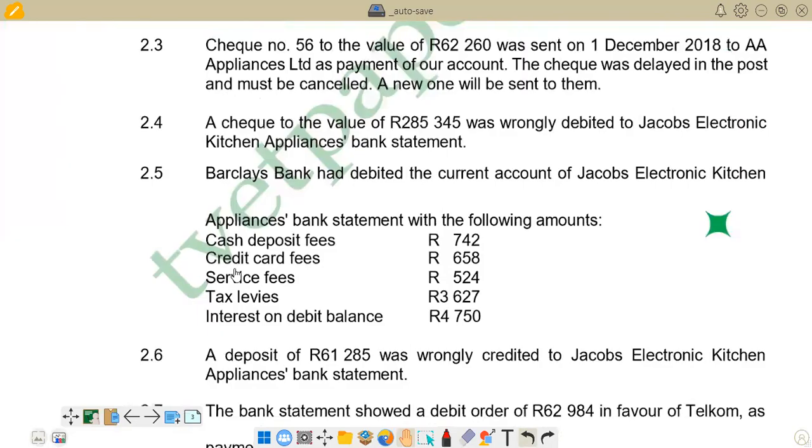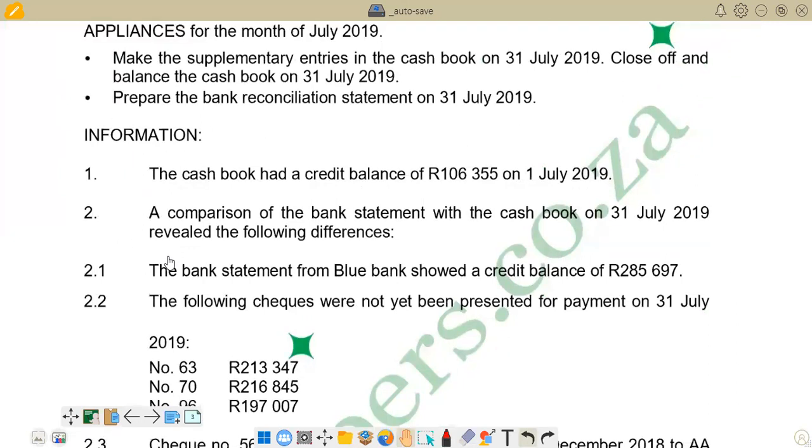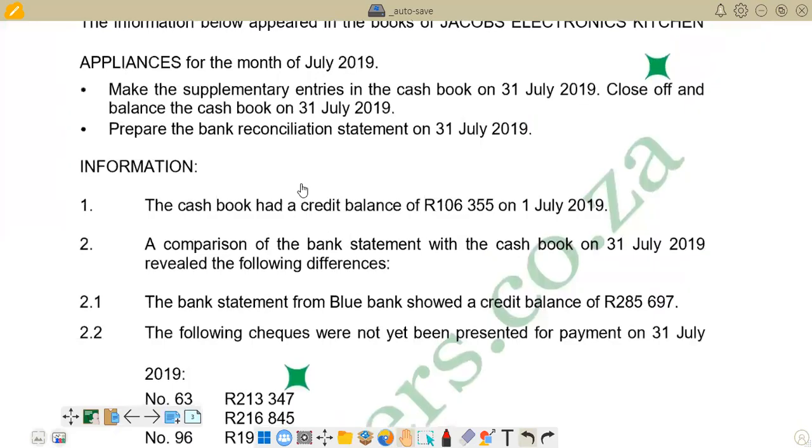If you go to the beginning of the question, information 1 reads: cash book at a credit balance of 106,355 rands. We are told that we have to open the cash book, so we are going to open the debit side and the credit side of the cash book. But the opening balance is a credit balance, so we go to the credit side and put our opening balance of 106,355.